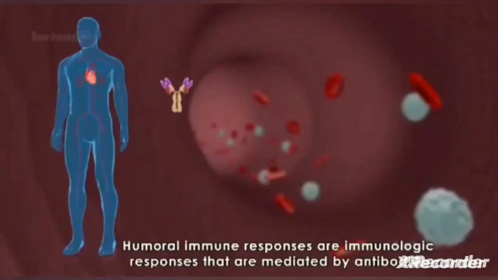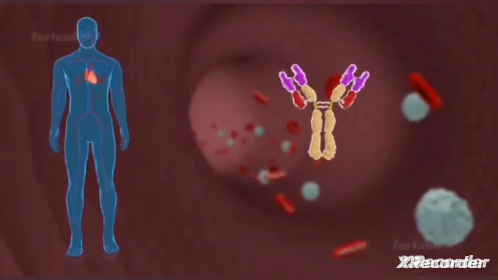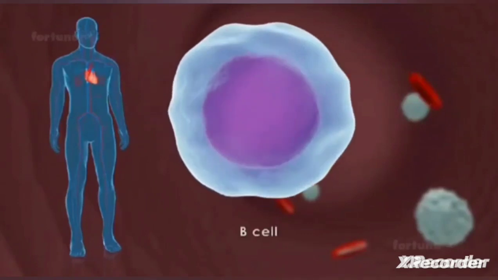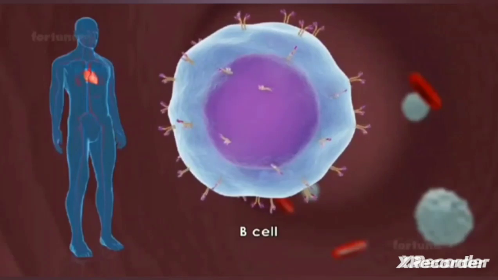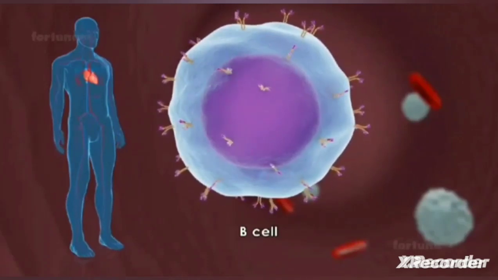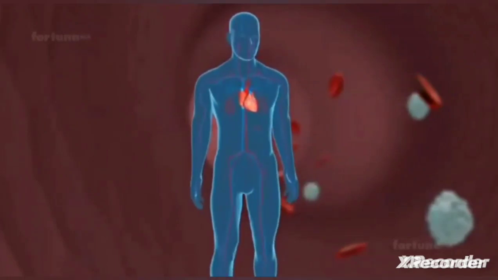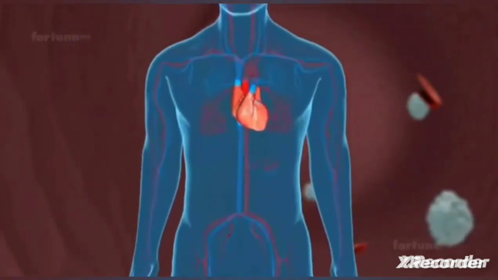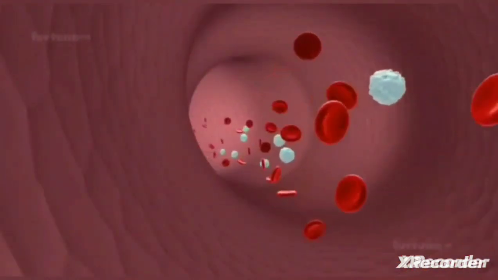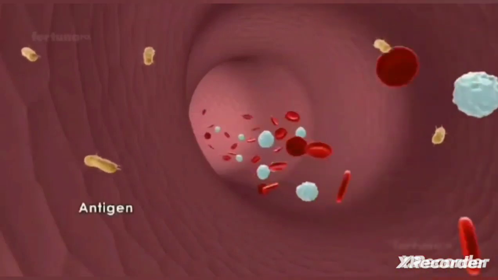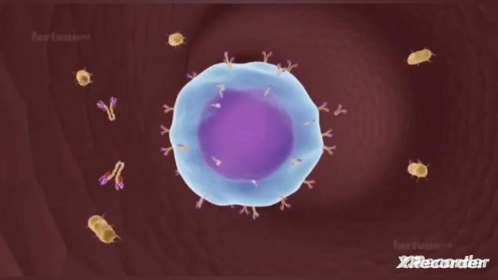Humoral immune response is mediated by antibodies. During these responses, the immune system triggers specific B cells to proliferate and secrete large amounts of antibodies to destroy the pathogens. The immune response begins as the antigen enters the body. The immune system triggers the specific B cells to produce antibodies.